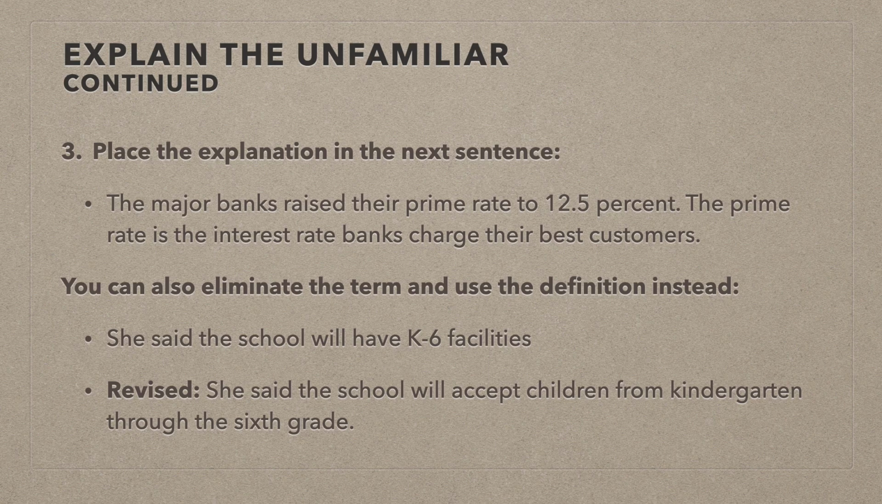If it's a longer explanation, you can always place it in a separate sentence. This avoids the problem of having long, clunky sentences. Another option is to just write around the problem. Instead of saying the school has K-6 facilities, using a term which might not be known to everybody, you can just use the definition instead. It's probably clearer for your reader.